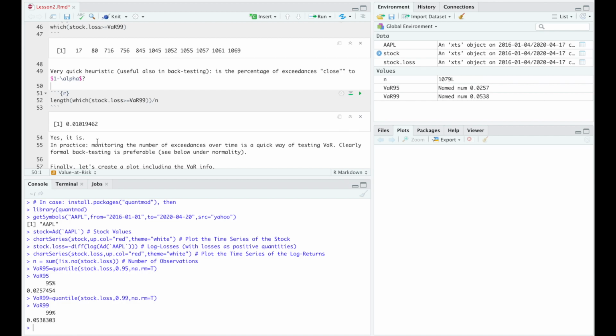Now, in this specific situation it is not particularly relevant because we are already using the quantile function, and it's obvious that in terms of the empirical quantile, the condition of having only 1% of exceptions is satisfied. But if, for example, you have a theoretical VaR, as we shall see in a moment with the normal distribution, then it's always very nice to check quickly, heuristically, empirically, whether your VaR also satisfies the requirements in terms of exceedance probability.